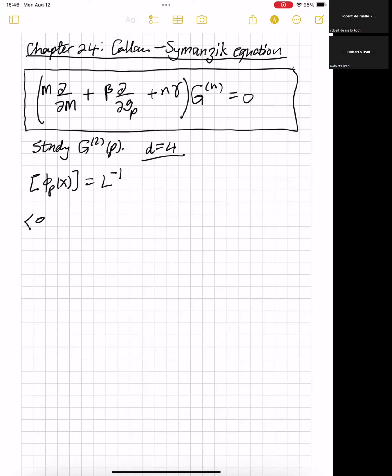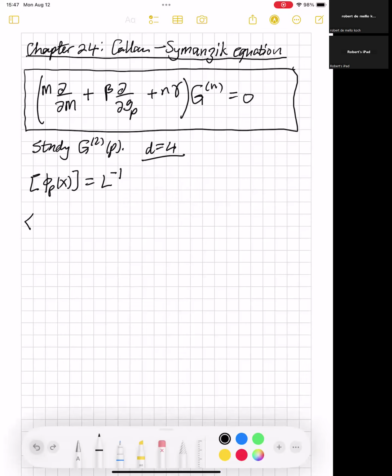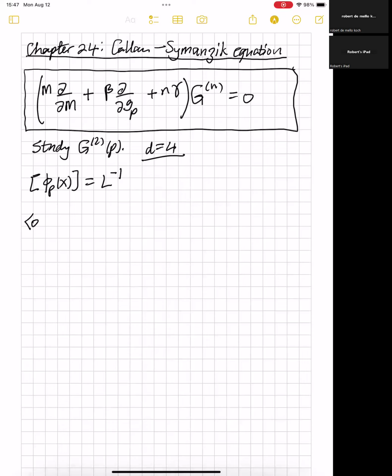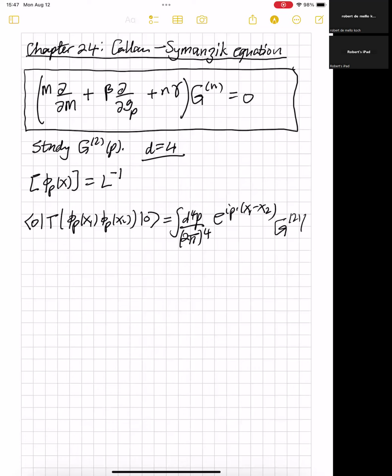If we then study the 2-point function, actually, let's be a little bit explicit. So let's say the vacuum expectation value of the time-ordered 2-point function, phi_p of x1, phi_p of x2. So this is a specific correlation function that we might study. And then the Callan-Symanzik equation is an equation for the Fourier transform of this. We always like to study the Fourier transform of the correlators. And then we will have G2 of P.